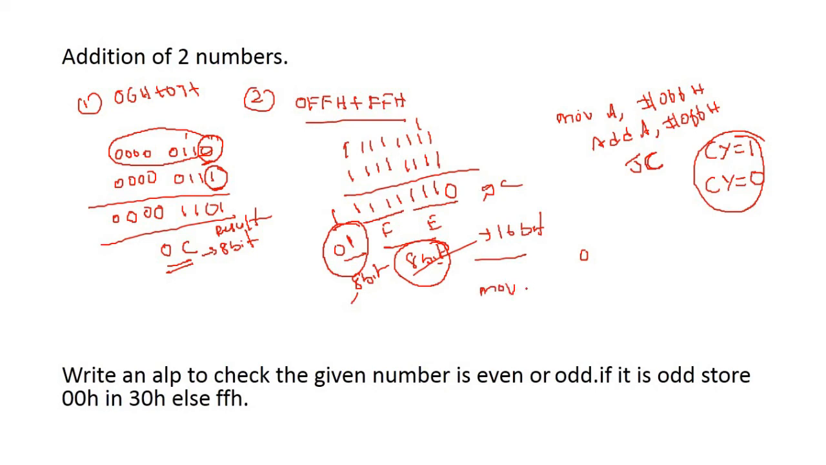That is, MOV A, #06H. Then we can check with JB ACC.0. If the bit is set, then the given number is odd. If not, the number will be even. So this is the instruction we can use to check whether the given number is odd or even.